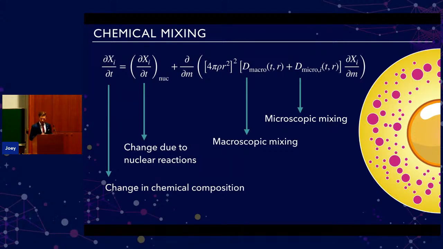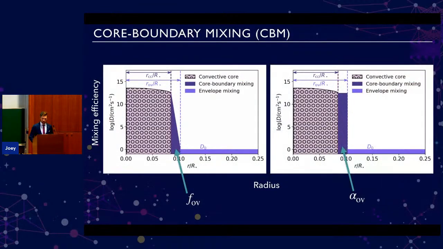Now, for the macroscopic diffusion coefficients, we don't really know what this value should be, as a function of time and as a function of radius. And for the microscopic mixing part, it's computationally very hard, or more expensive, to compute this. So let's start with the macroscopic mixing part. I'm showing you here this diffusion coefficient as a function of where you are in the star. In the convective core, everything is almost instantaneously mixed, so you have a very high value of this.